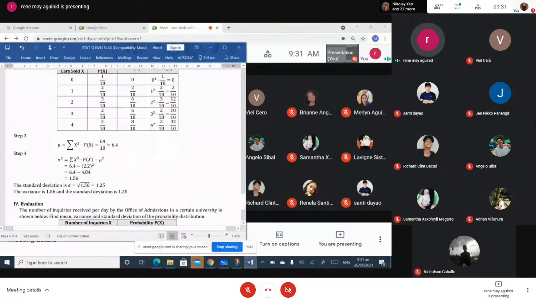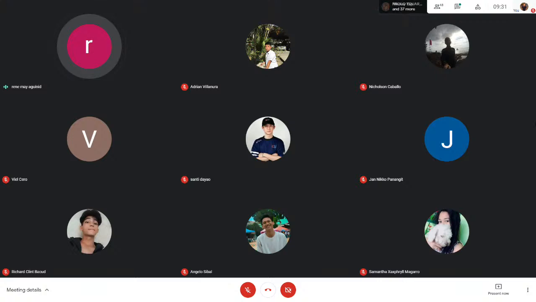Okay, so if we solve it using the formula here, if we are not using the probability distribution, we can just use the shortcut formula: sigma x squared times p of x, minus the mu squared. So first, our sigma x squared times p of x. Where is our x squared? That is our a squared. That's another way of solving, okay?